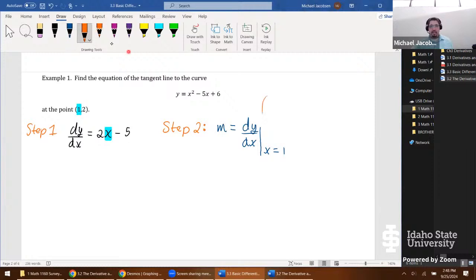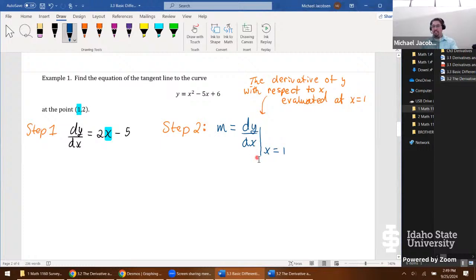So altogether, this whole notation is saying the derivative of y, that's the numerator part, derivative of y, with respect to x, so that's the denominator part, evaluated at x equals 1. That's the vertical bar with x equals 1. That is a pretty heavy, crazy notation, but unfortunately, it's common enough that we have to be careful with it and really study it, see what it's saying.